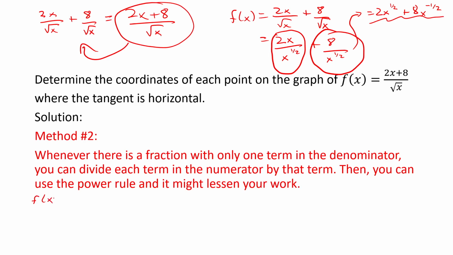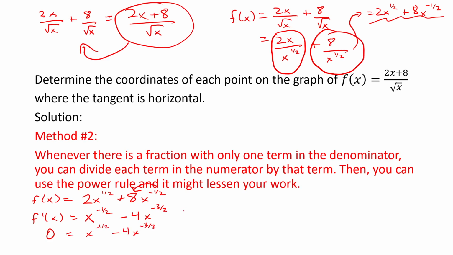So just to clarify, we've simplified things to f of x equaling 2x to the 1/2 plus 8x to the negative 1/2. We're now going to determine the derivative. So 1/2 times 2 is 1, x, and then we have negative a half. Negative a half times 8 is negative 4, x to the negative 3 halves. I'm going to set that left side equal to 0, and the right side will stay the same.